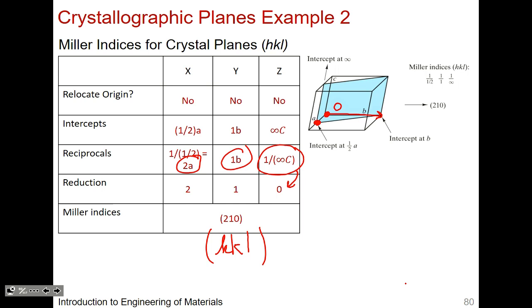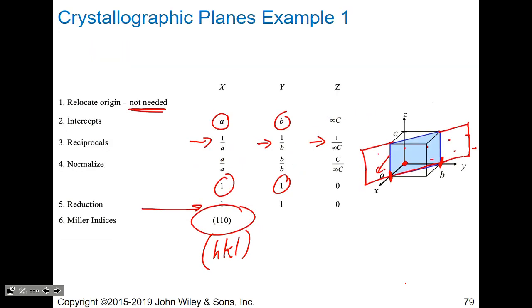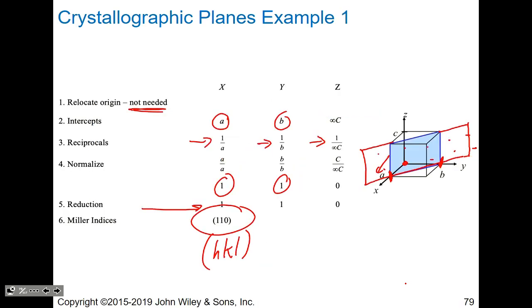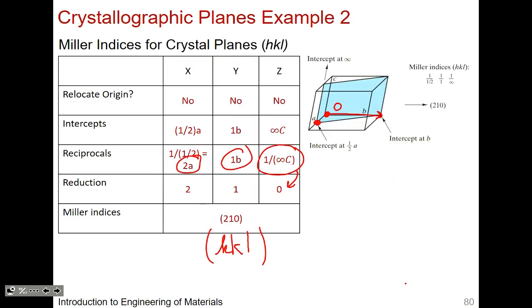Yes? How come the A and B don't end up in the denominator? Why does the 1/2 a not become 2 over a? Oh, yeah. So it should have been, because the A's and the B's should have canceled out. I think this is clerical. Sorry. Thank you for catching my error.